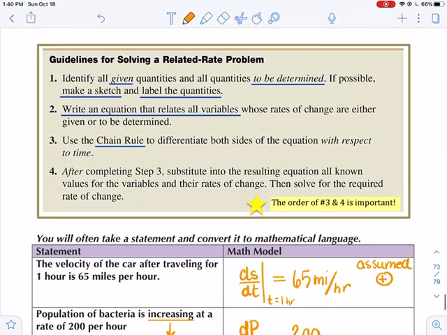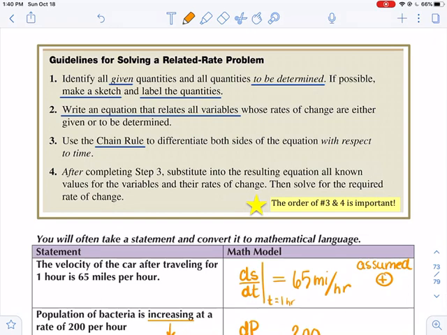Okay, so the guidelines for solving a related rate problem are: identify all the given quantities and all quantities to be determined. So kind of like I did where I boxed things up as I was reading the sentences. Then we want to make a sketch and label the quantities. In that last problem, the circles were actually giving me a picture of what I was dealing with. Then write an equation that relates all the variables. In the last problem, it was area is equal to pi r squared. So it was the area of the circles.